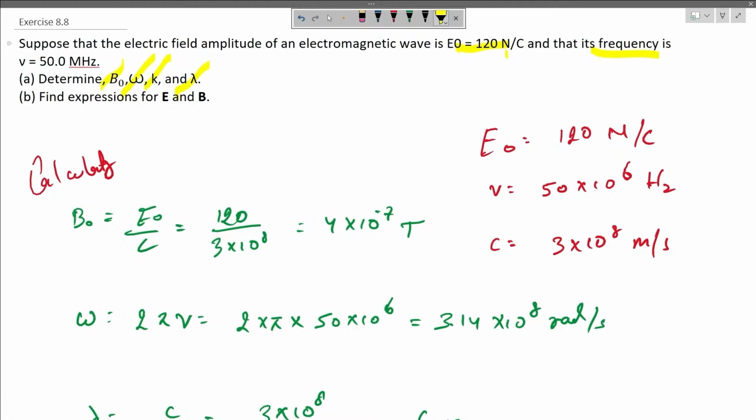So we know that B naught equals E naught by C, or the magnetic field magnitude is equal to the electric field magnitude divided by the speed of the electromagnetic wave. Upon using this formula, we will get the value of B naught, that is 4 into 10 to the power minus 7 Tesla. For angular frequency, we know that angular frequency is 2 pi by T, or 2 pi nu, or 2 pi into frequency. We have been given the value of nu, so we can easily calculate the angular frequency omega here, that is 3.14 into 10 to the power 8 radians per second.